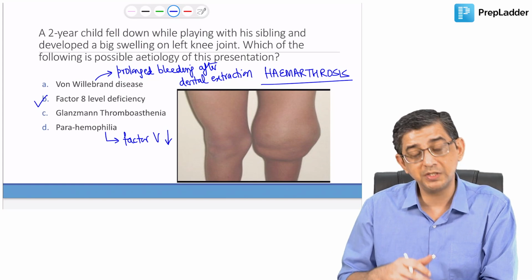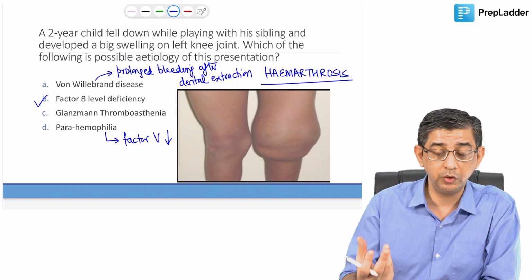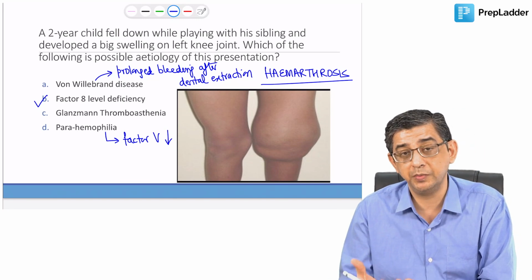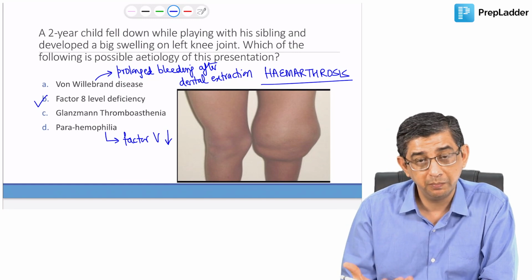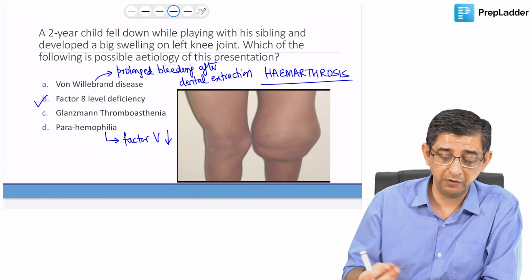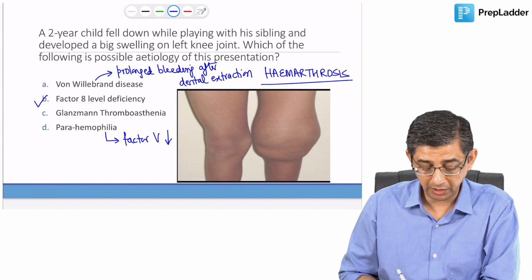And Glanzmann thrombasthenia is where the platelets will malfunction. The platelets are not gonna be able to form a clot initially, because the first step is vasoconstriction followed by platelet aggregation. That platelet aggregation part would be malfunctioning. So that's why Glanzmann thrombasthenia occurs. The answer to this question anyway is option B.